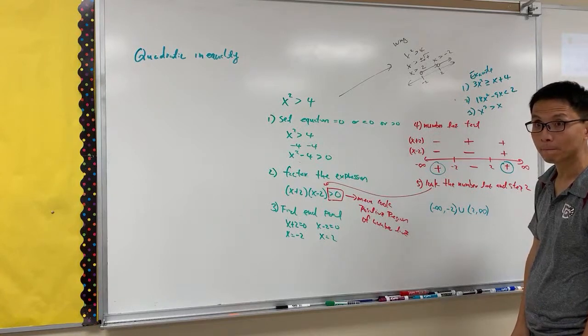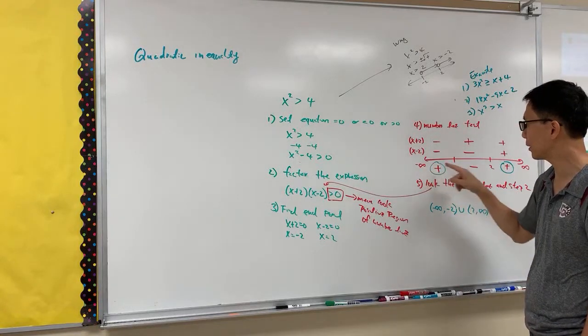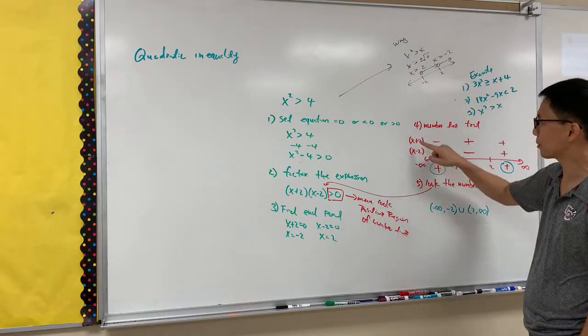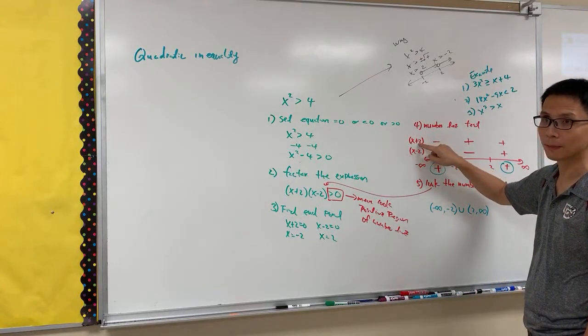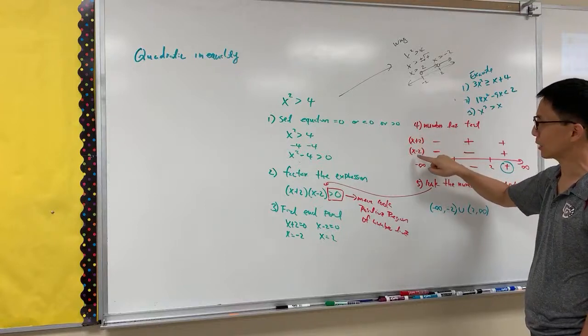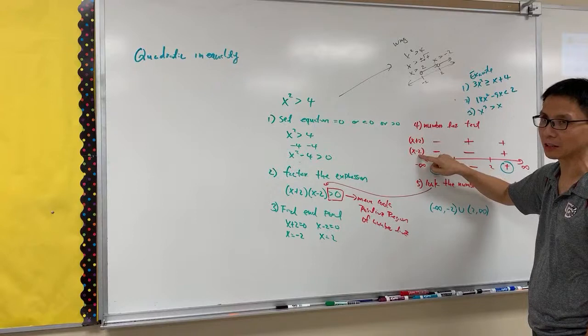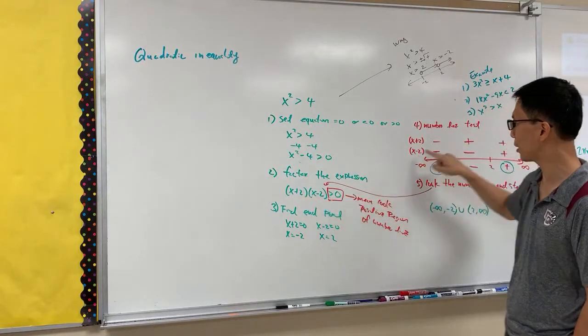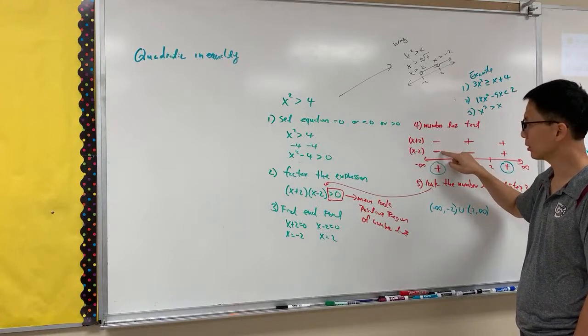Pick any number between negative infinity and negative 2. Negative 100? Okay, negative 100. What's negative 100 plus 2? Is that positive or negative? Negative. Good. Negative 100 minus 2 is still negative. So remember, those two factors are multiplied by each other, so negative times negative is going to be positive.